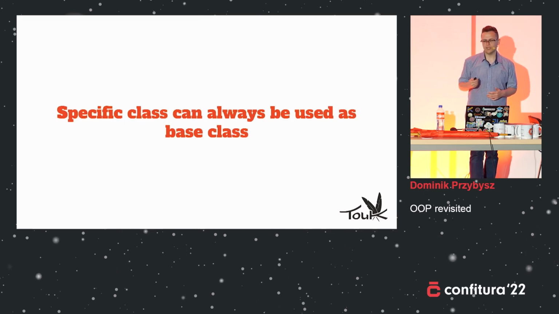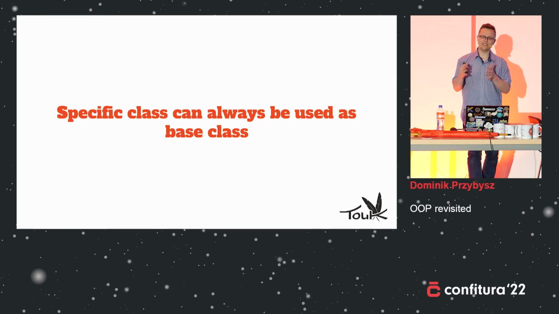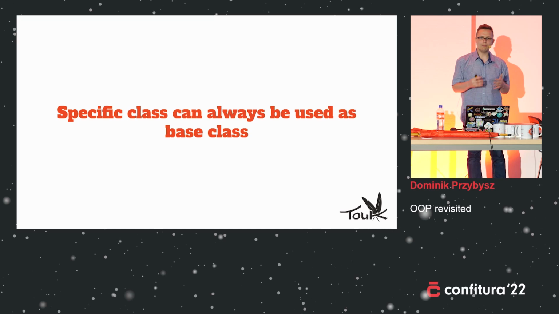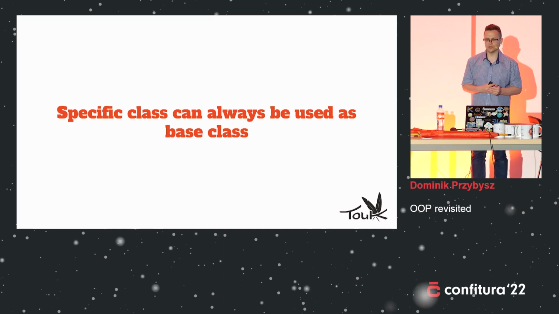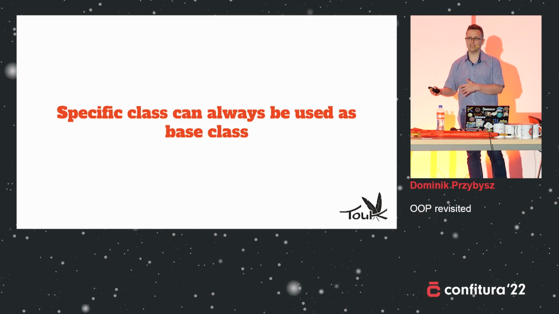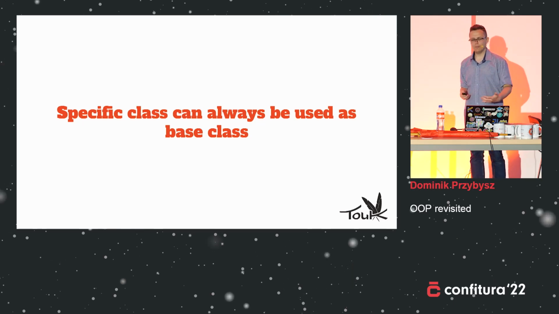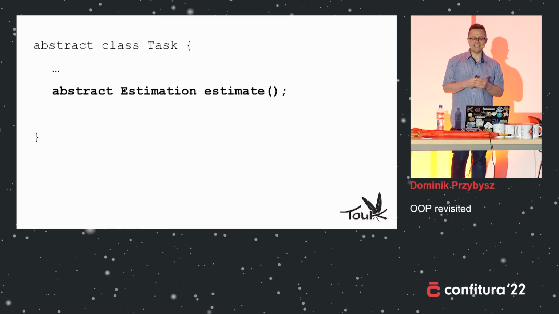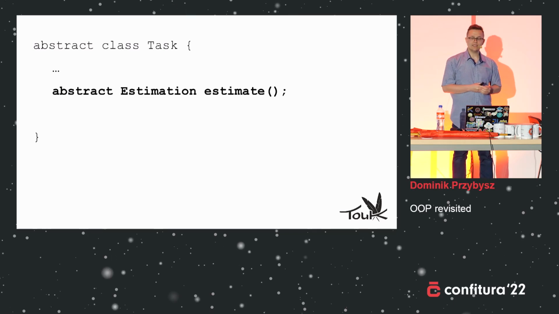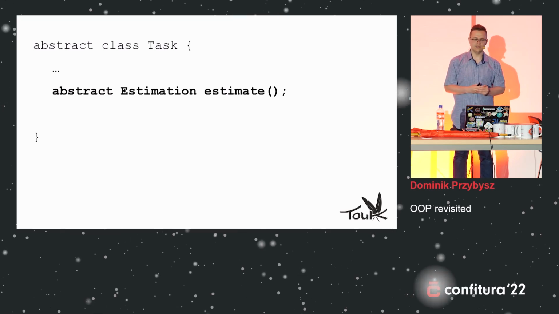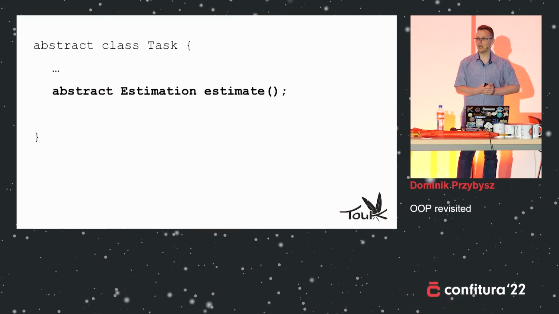But the most important thing is to remember that all the specific classes have to be usable in the places where the base class can be used. And of course, it also works in terms of interfaces, but here we will focus on the classes. As an example, let's imagine that we have the estimate method in our class Task, and it returns the estimation. Of course, it's abstract, so we have to implement it in another place, but we have some kind of contract.